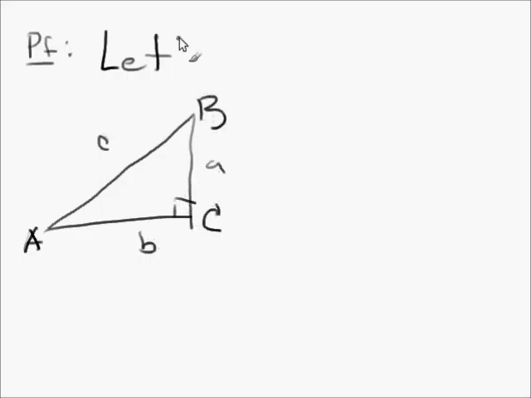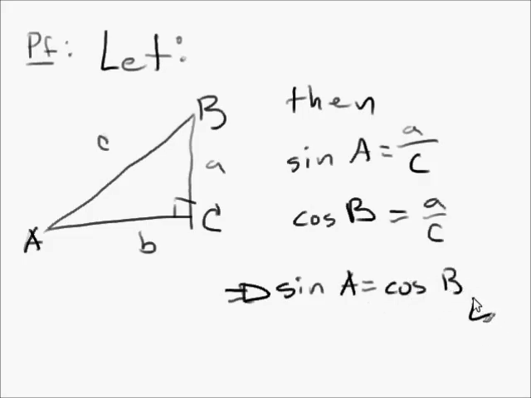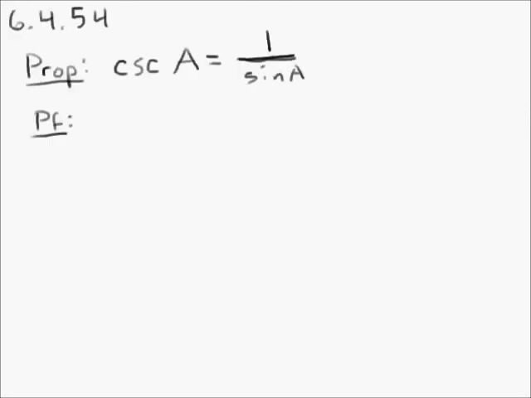All right, so if things are labeled like this, then the sine of A is opposite over hypotenuse. And let's see here, the cosine of B is opposite, or excuse me, adjacent over hypotenuse. I don't know why I keep messing up those cosines. Sine of A, cosine of B. Easy enough to prove. Next problem. Number 54 in section 6.4.